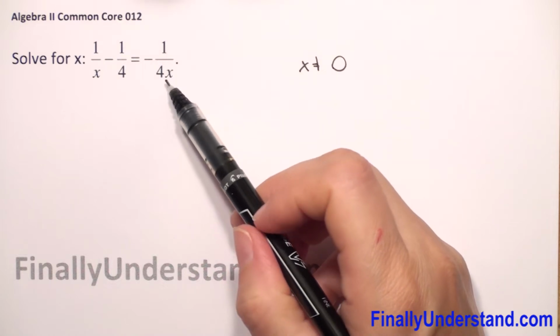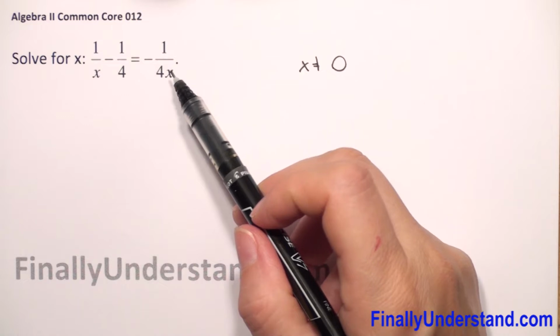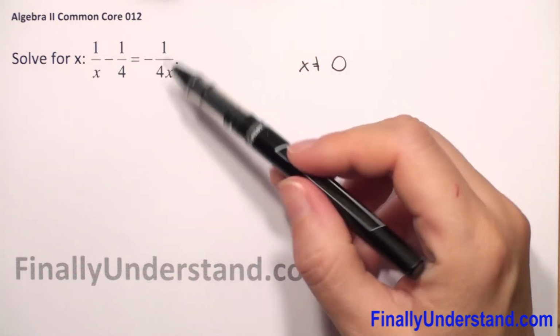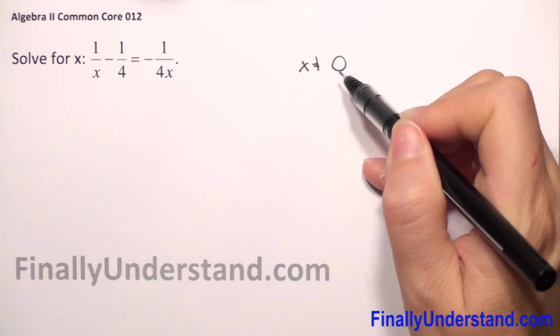For x equals 0, we will have 4 times 0 is 0. The denominator will be 0. We cannot divide by 0. That's why the domain of our equation is all real numbers different than 0.